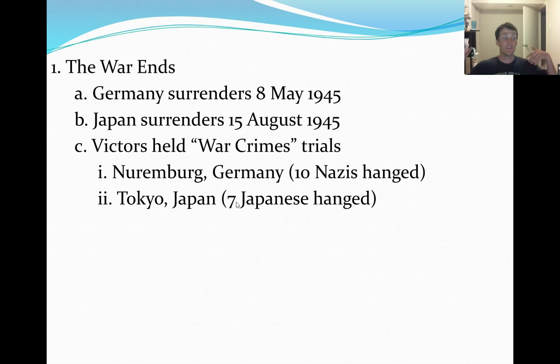So the victors are going to be holding what's called war crime trials, right? And there are war crime trials for the Japanese, and there are war crime trials at Nuremberg for the Germans and the Nazis. You're going to have much more punishment for the Germans and the Nazis than some of the officials of the Japanese. While the numbers are there, we're much easier on the Japanese for some reason than the Nazis.